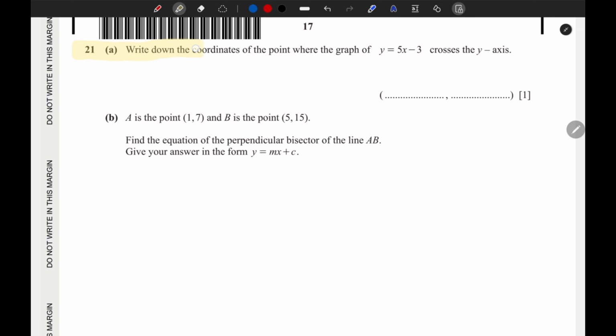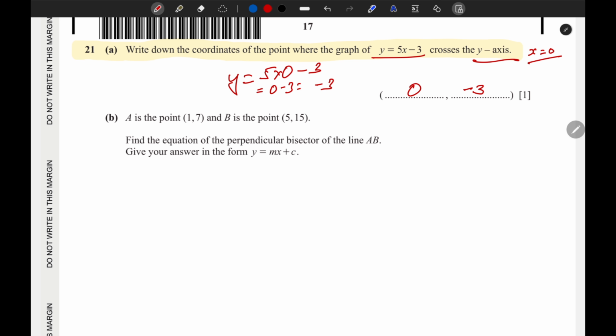Okay, now question 21, A part. Write down the coordinates of the point where the graph crosses the y-axis. Now see, y-axis means the y-intercept. So at the y-intercept, x equals 0. So substitute x equal to 0 here. What is y? This is 5 into 0 minus 3, that is minus 3. So the coordinates are 0 comma minus 3.